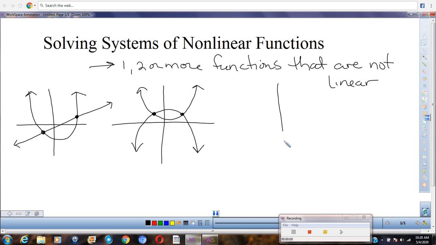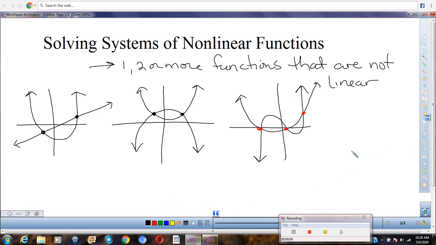How about a cubic function? And with the cubic function, maybe we had a parabola. How many solutions do we have this time? You can see they cross 1, 2, and 3 times. So many different things can happen when you're talking about nonlinear functions.